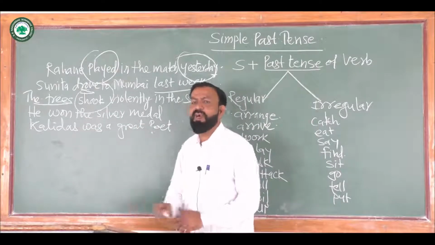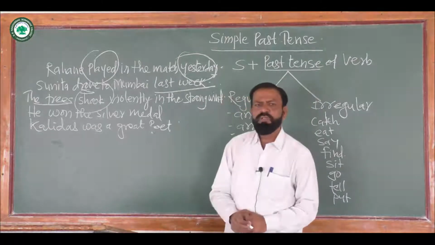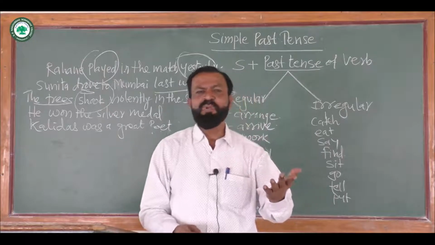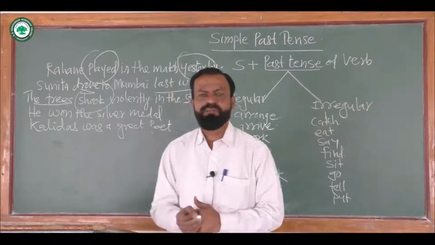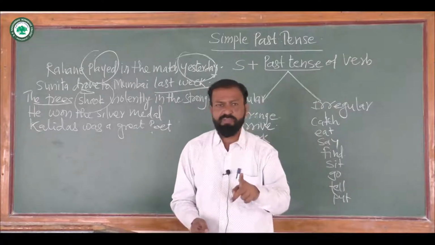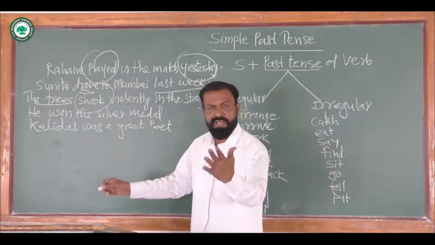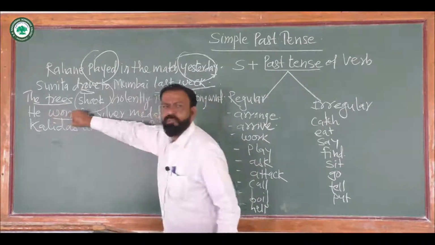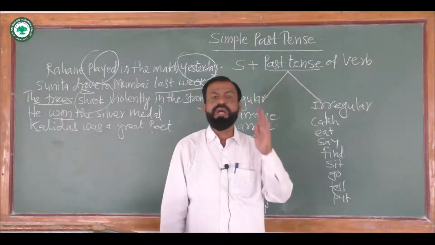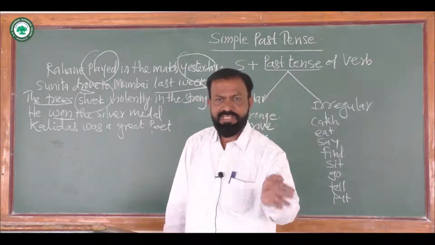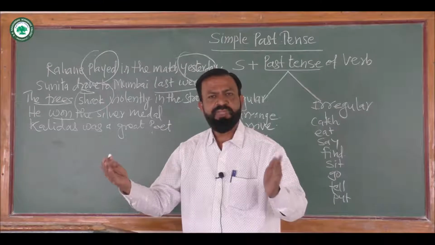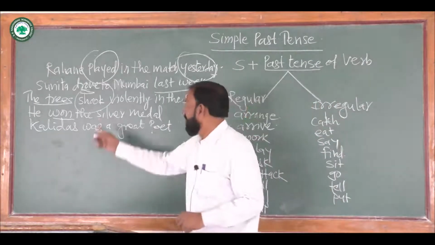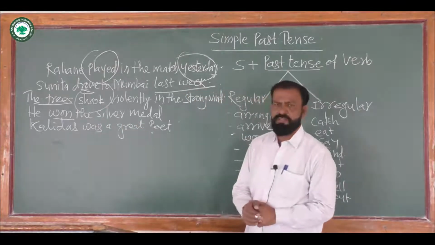In the next example, he won the silver medal, or Meghraj won the gold medal, etc. So here he, the pronoun, is the subject of the sentence, or Meghraj is the subject of the sentence. He won, W-O-N, is the past tense of win. He is the subject and won is the past tense of the verb. Again this formula is used. He won the silver medal.